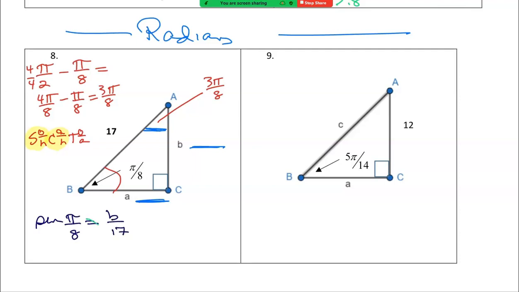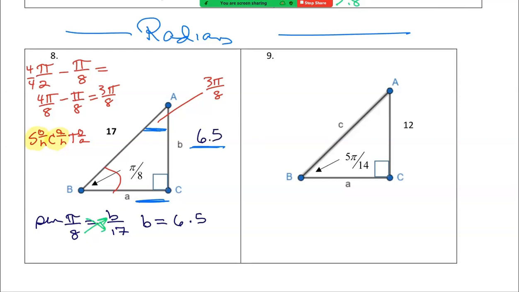I'm not going to write out my cross products in the interest of time. So 17 times that equals 8 times B. Isolate your B just like we've always done, and you should be getting B equals 6.5.